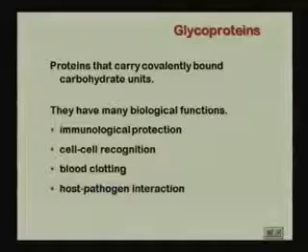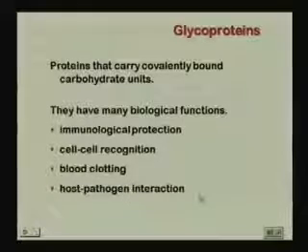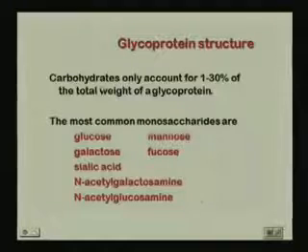These glycoproteins have important biological functions. Some of the functions listed here are immunological protection, cell-cell recognition, blood clotting, and host-pathogen interactions. Okay? Usually the carbohydrates account for only 1 to 30% of the total weight of a glycoprotein, and the most common monosaccharides that link up are glucose, galactose, mannose, NAG, and NAM. Okay, this is N-acetylgalactosamine, N-acetylglucosamine. We also have muramate, sialic acid. These are all the monosaccharides that link with the proteins.